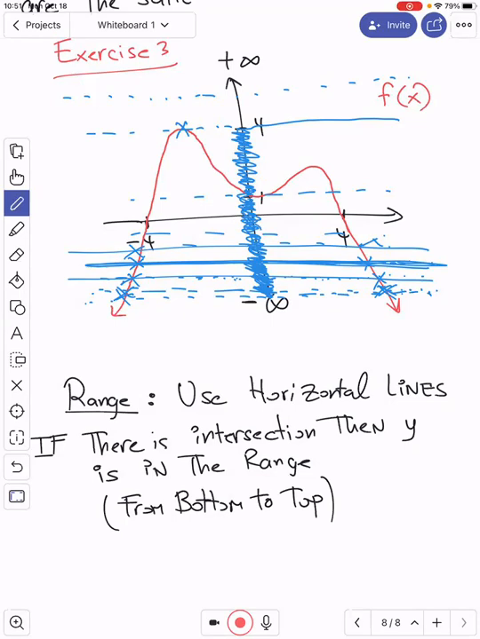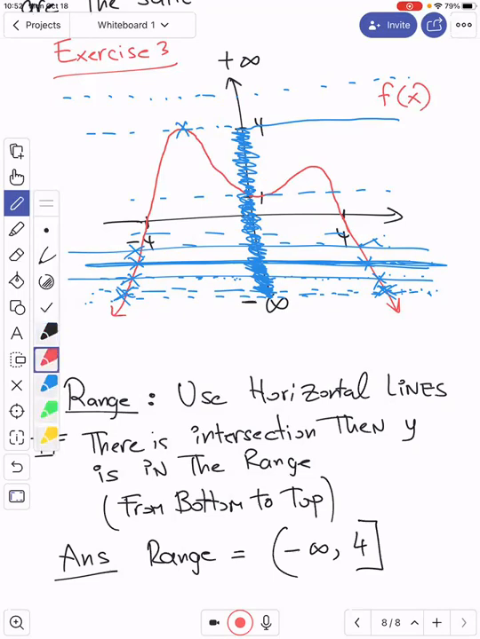So the answer, the range would be, we start at negative infinity. Infinity is not a real number, so we always exclude infinity, no matter what. So negative infinity to +4, with +4 included, because we do have intersection right here. So we have to include the +4. Anyone else? Any other question, guys, about the range? So that's for the range.